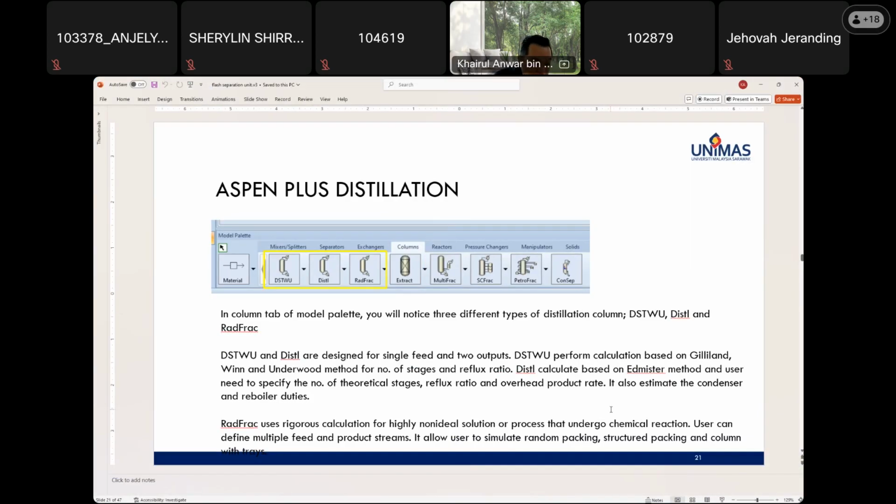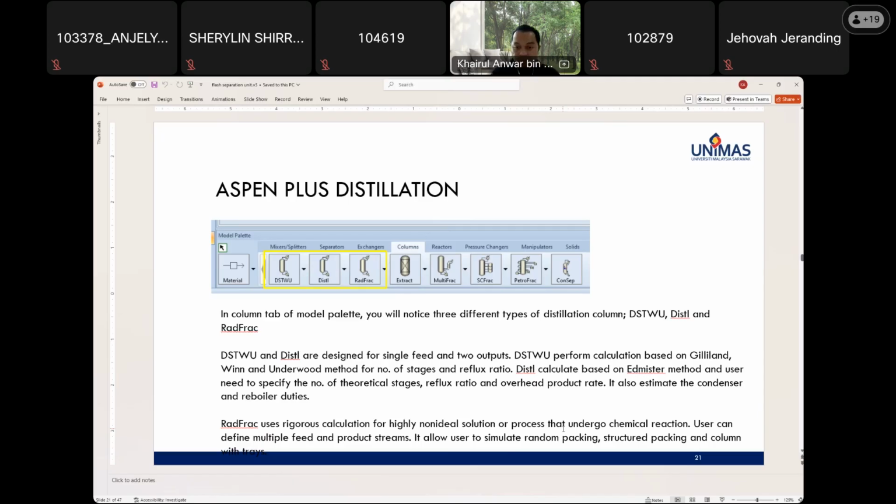The STW is based on the Gilliland, Winn, and Underwood method for the number of stages and reflux ratio. Meanwhile, the DISTL simulation is based on the Edmister method, and the user needs to specify the number of theoretical stages, reflux ratio, and overhead product rate. So the simplest one is the STW. The DISTL needs more information from the user.